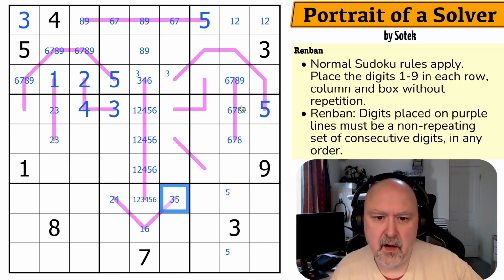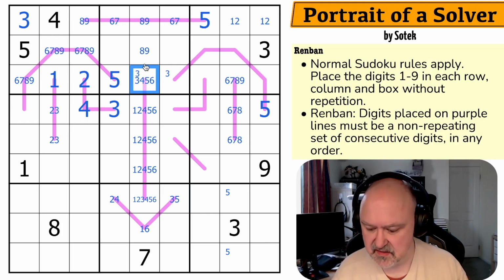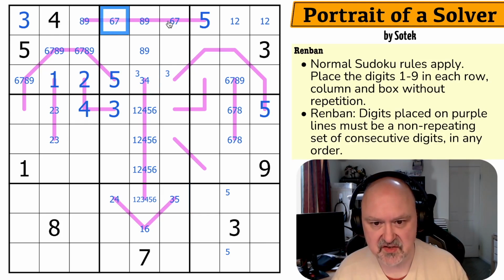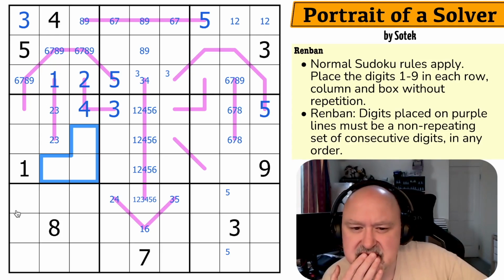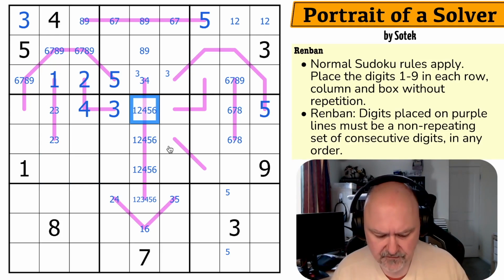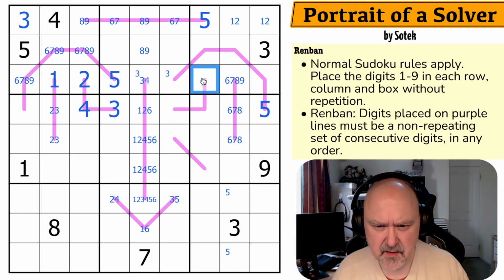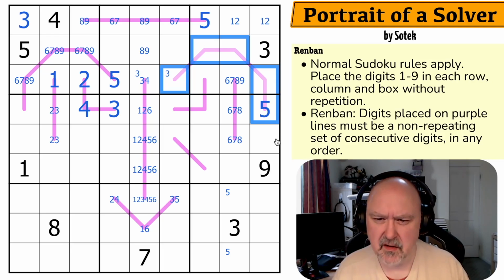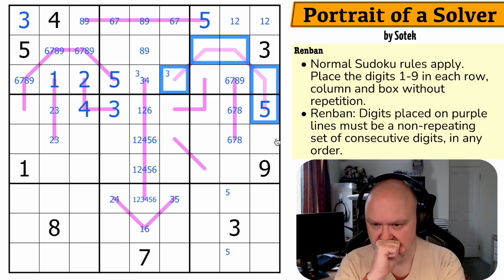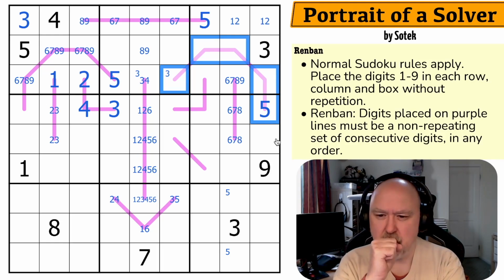Oh, this can't be a 6 because of the 6. What did I... Yeah, this can't be a 6 because of the 6, 7 pair. This is 3 or 4. Five is in one of those. Okay, I'm missing something. There's no 4 here. There's no 4 or 5 here. But there must be a 4 or a 5 in this, but I don't know where. I feel it's this line. There's no 1 or 2 on that line.